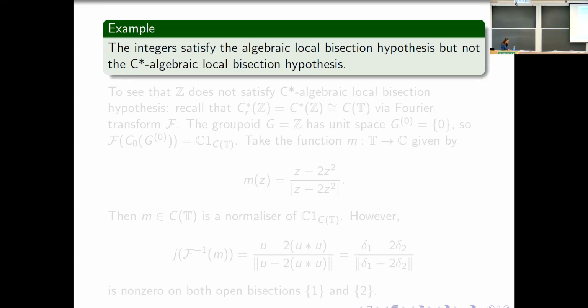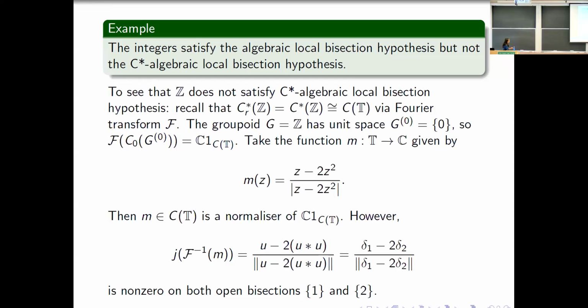Okay, so let me go through the example. Even if we just look at the set of integers, of course, this is a group, and a group can serve as an example of a groupoid, right? So that is the example I'm going to look into. What we can see is that the integers satisfy the algebraic local bisection hypothesis, but they don't satisfy the C-star algebraic local bisection hypothesis. I will just quickly show it, and then I may finish here.